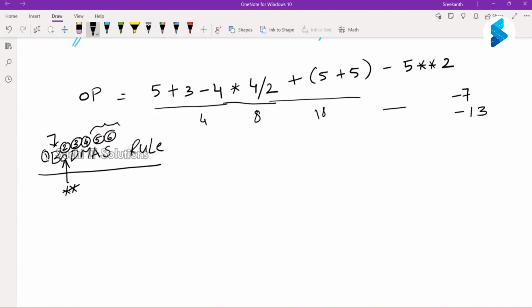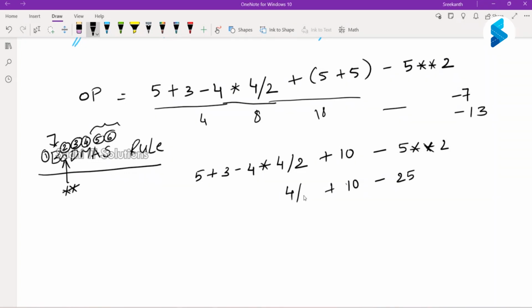Now apply the same thing and tell me. What is the first? The first is the one in the brackets. So I can simplify that as plus 10 minus 5 star star 2. So the one in the brackets is completed. The second one is order. So 5 power 2 is how much? 25.